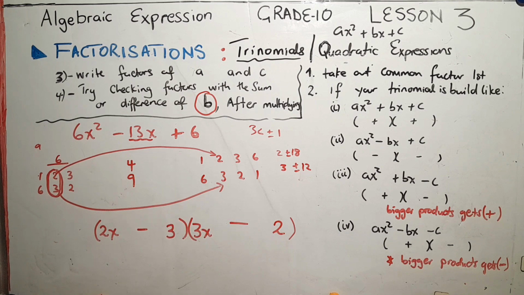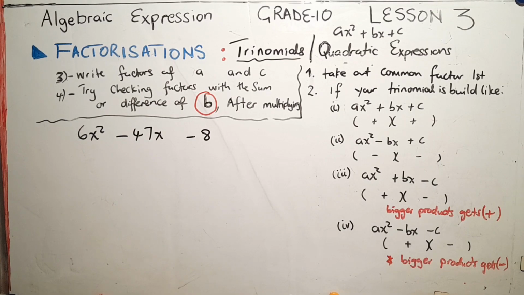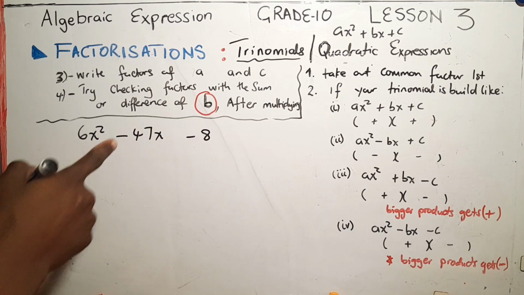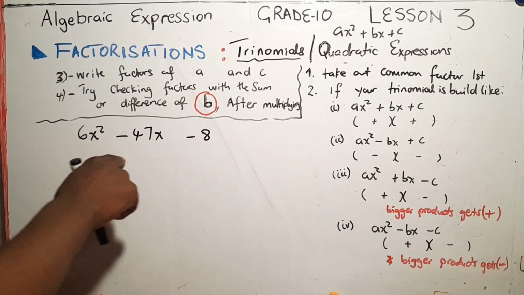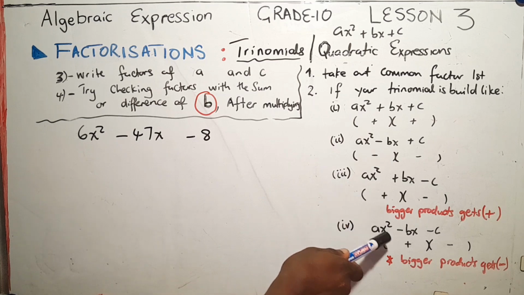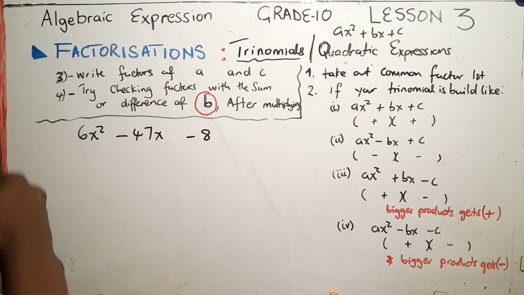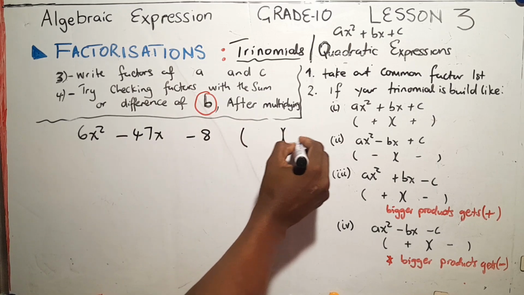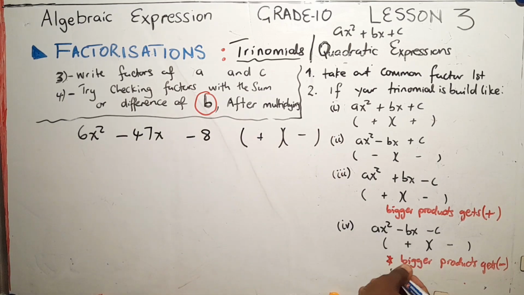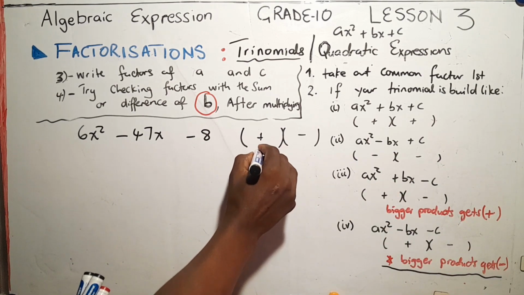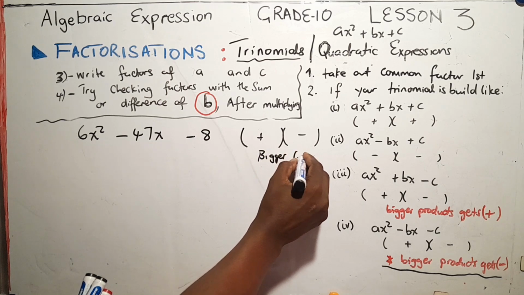So let's do 2 more examples, and I hope you'll be able to solve them on your own. So let's see here. We have 6x squared minus 47x minus 8. Are there any common factors? There are no common factors. So let's see how our trinomial is built. We have minus and minus, so it is this type. So it means that in our brackets, we're going to have plus and minus. But now the bigger product gets the negative. So we expect the bigger product to get a negative.